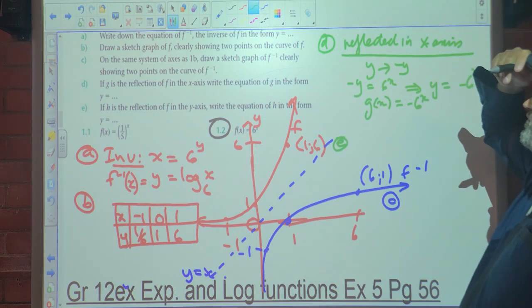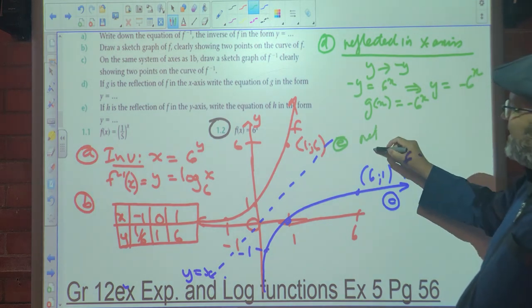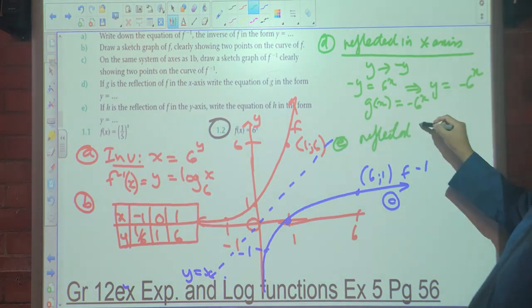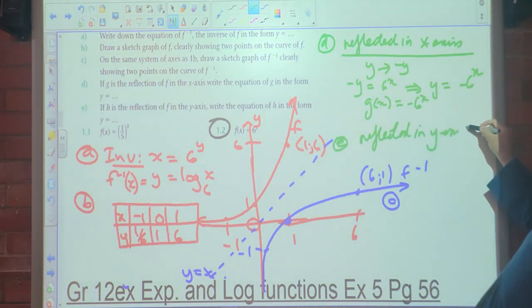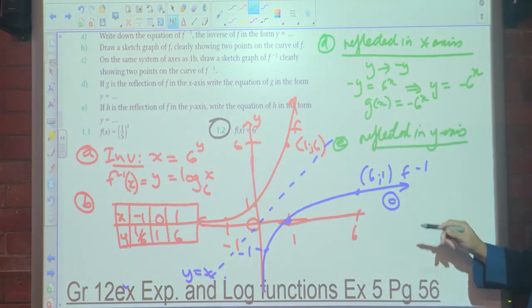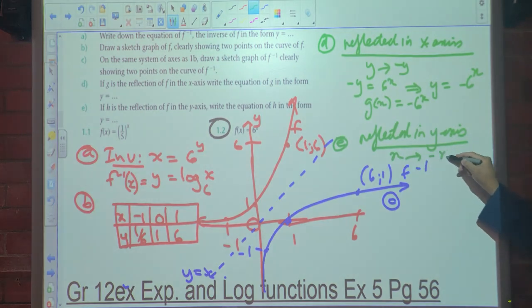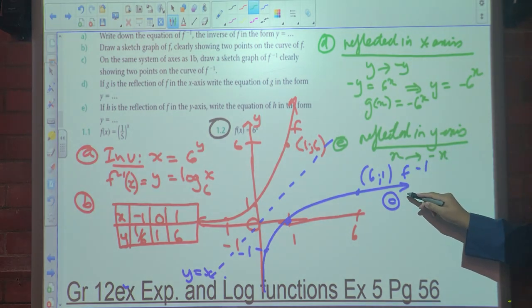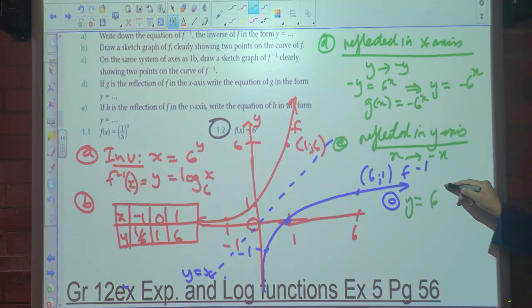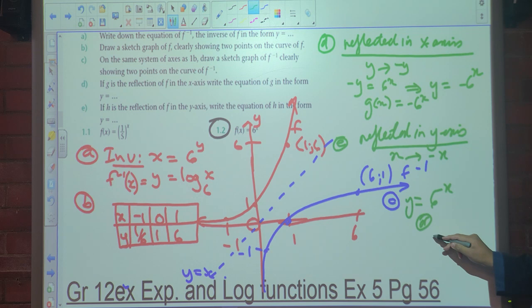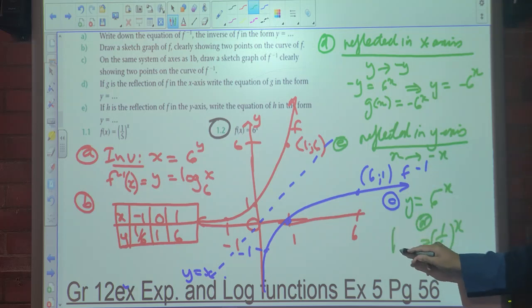If h is the reflection of f in the y-axis, people, if something is reflected in the y-axis, what do we do? What happens? x becomes negative. So y is equal to 6 to the minus x, or it could be written as 1 over 6 to the x. And that's the equation of h of x. Any confusion there?